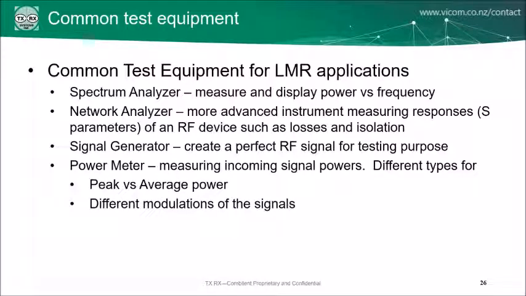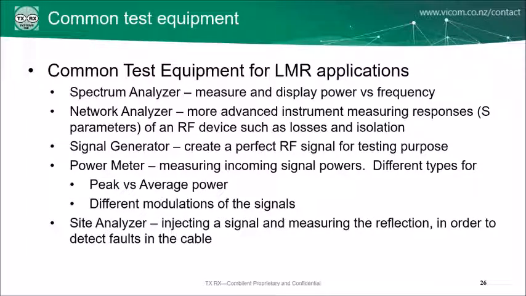You can have a power meter for measuring incoming signal powers. You have different types. You can have a peak power versus an average power, and you can have power meters that read different modulations of the signals. Lastly, you have a site analyzer, which can inject a signal, measure the reflection, and detect faults in your cable or in any of your amplifiers. In general, it gives you a good feeling of the health of your system.